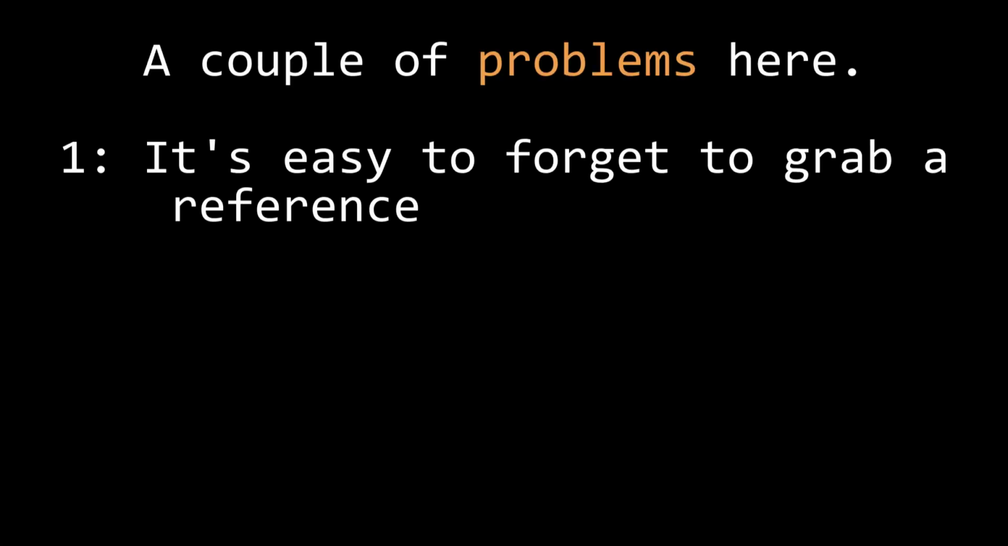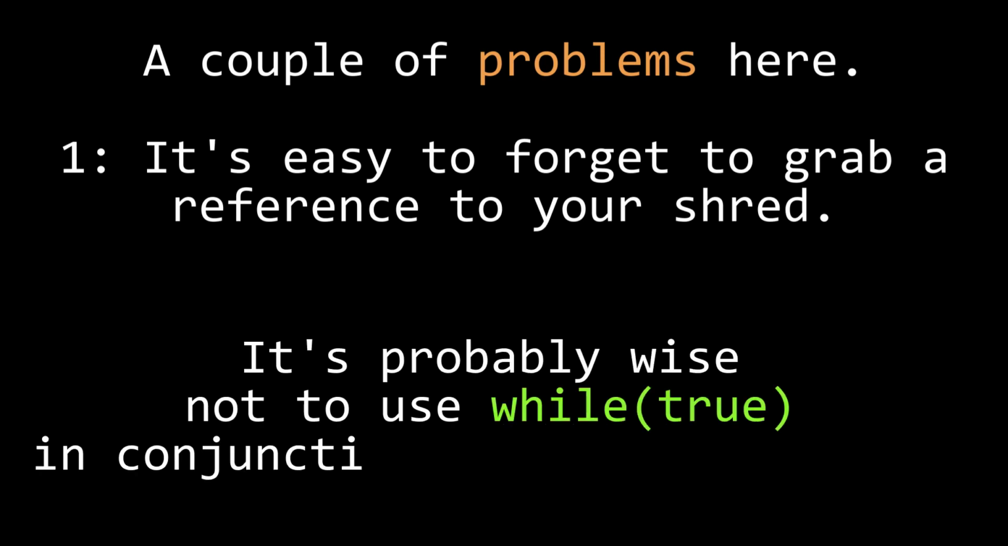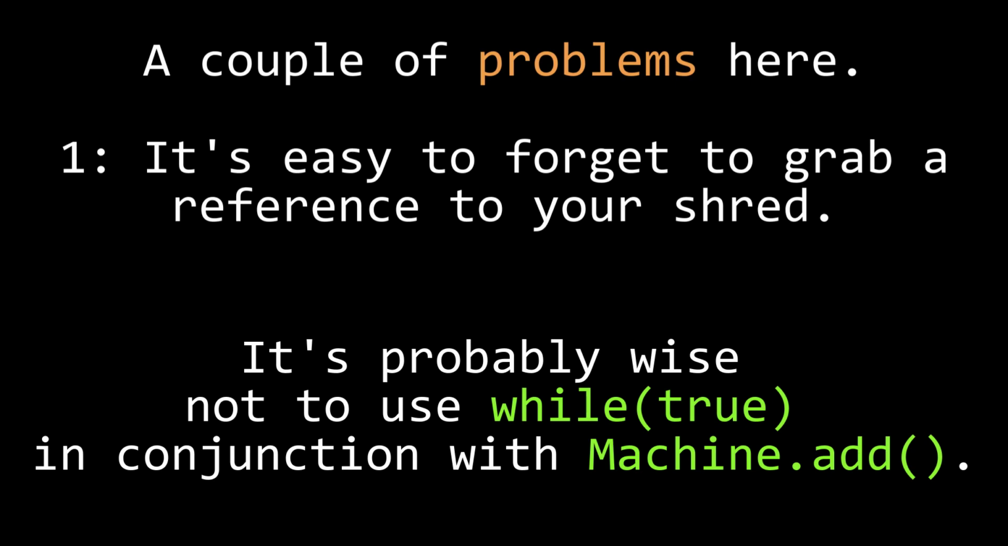So, there are a few things that aren't great here. The first thing is that, as we noticed, it's real easy to forget to stash a reference to your shred in order to kill it later. The only way to work around that I know of is to avoid while true. It's probably better to standardize around 4 or 8 bar for loops.